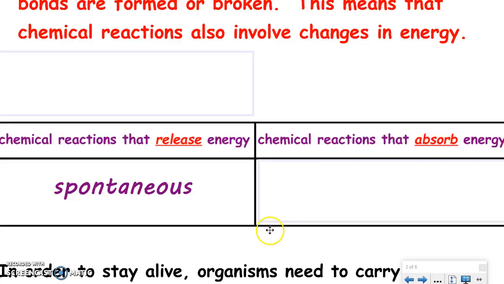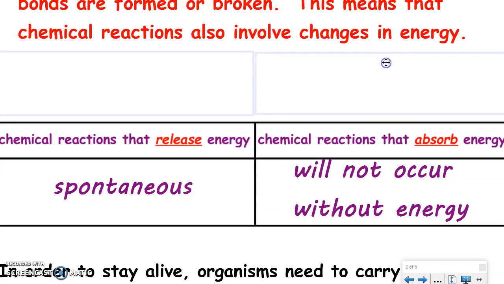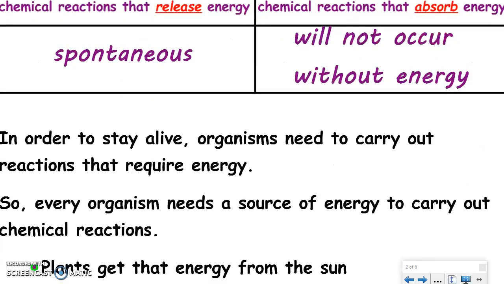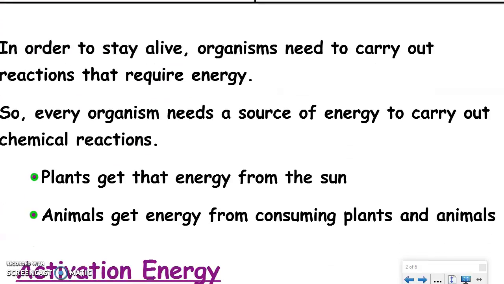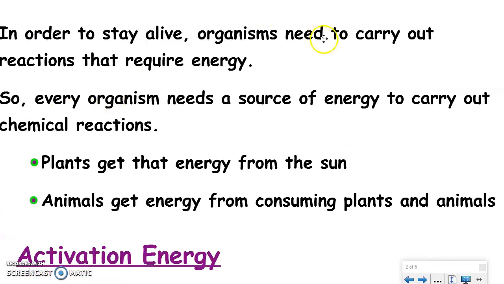And then there are chemical reactions that absorb energy, that require energy. So they won't occur without energy. And that's why we eat. We have some chemical reactions in our body that need energy, not just enzymes. They need energy. So in order to stay alive, organisms need to carry out reactions that require energy. Every organism needs a source of energy to carry out chemical reactions.